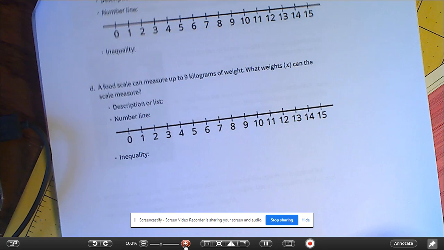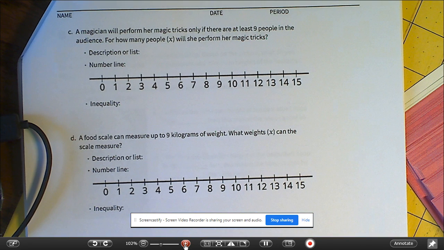Okay, so C says a magician will perform her magic tricks only if there are at least 9 people in the audience. For how many people, X, will she perform her magic tricks?